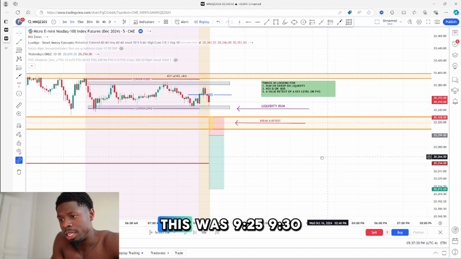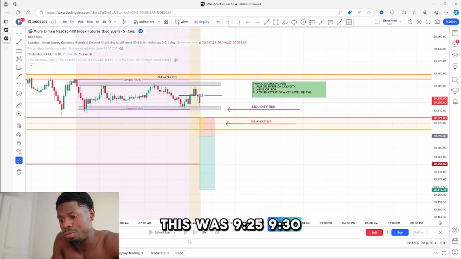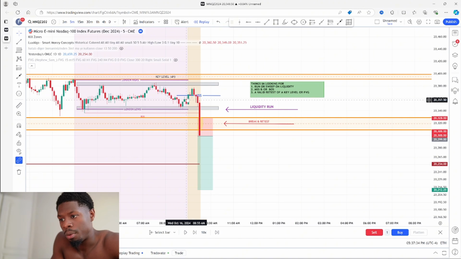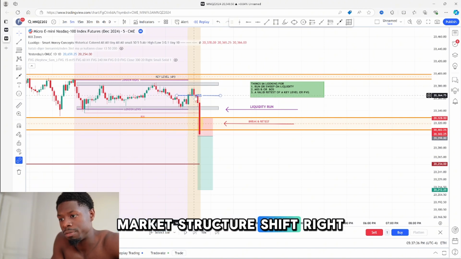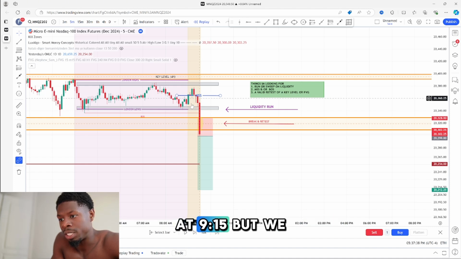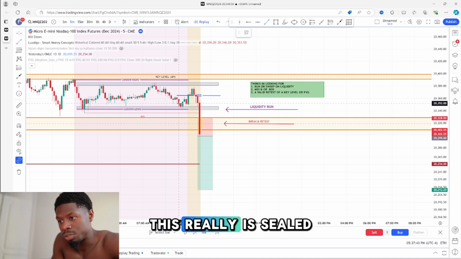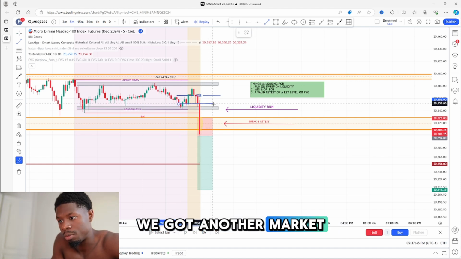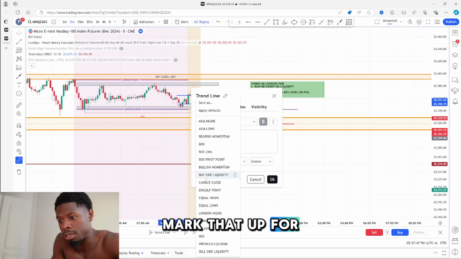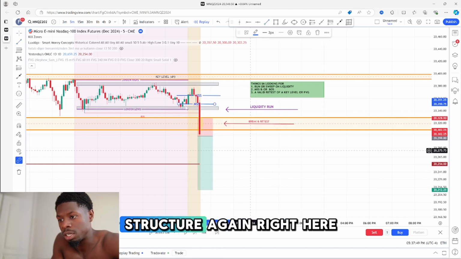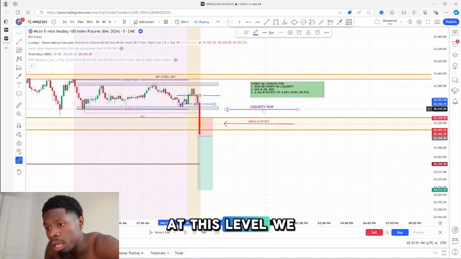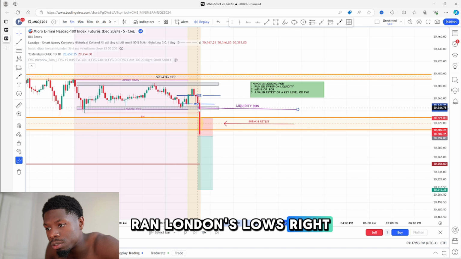So just to give a quick overview of the trade, I'm gonna call everything out as it happens, okay? This was the 9:25, 9:30 opening candle. We already had our market structure shift right at 9:15, but we got even another one. This really sealed the deal right here. We got another market structure shift right here, so I can even mark that up for you guys. So we shift this structure again right here at this level. We ran London's lows right here, right?